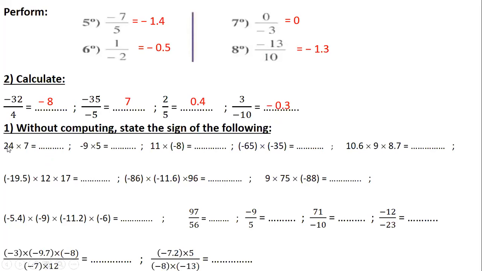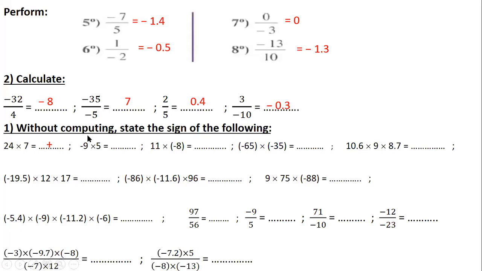So let's go back to revise multiplication. I want to ask, please, Adam Hajaji. Yes, Adam. Yes, miss. We have 24 times 7. What is the sign of 24? Plus. 7. Plus. So positive times positive is? Plus. So the answer is positive. Do I need to multiply 24 by 7 in this question, Adam? No. Because it is without computing.